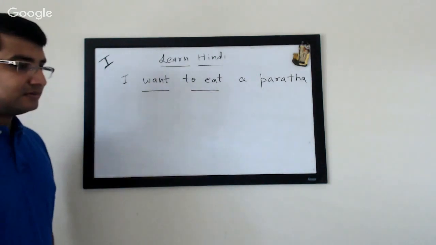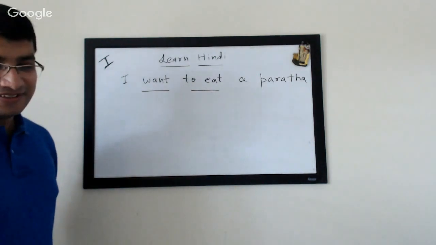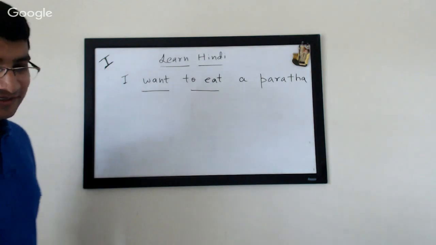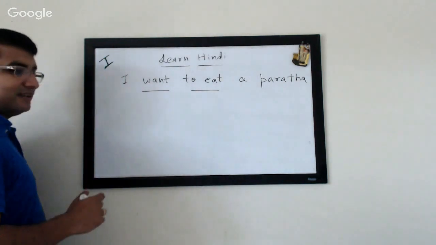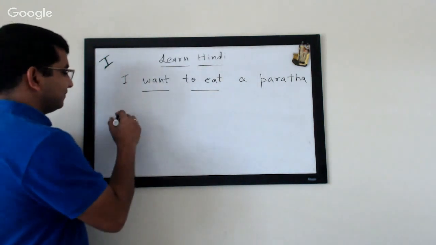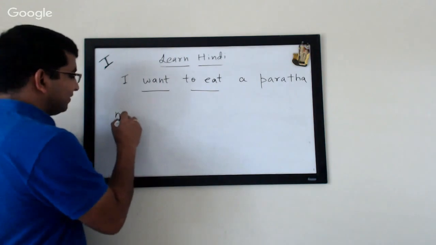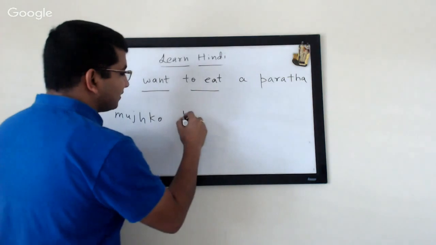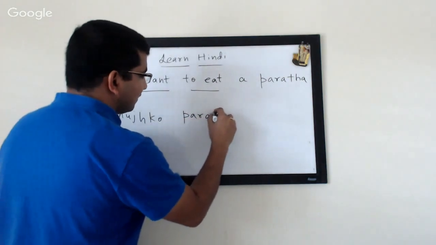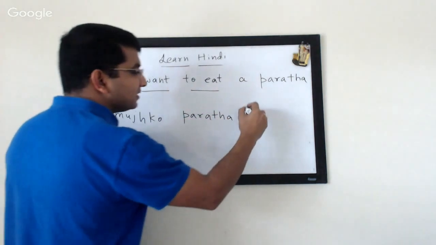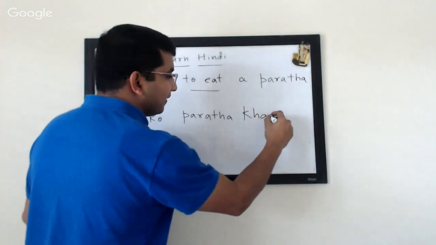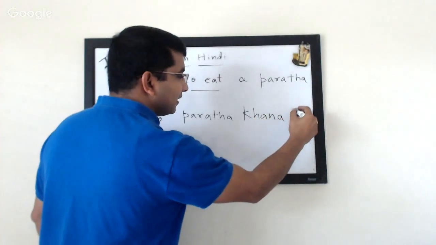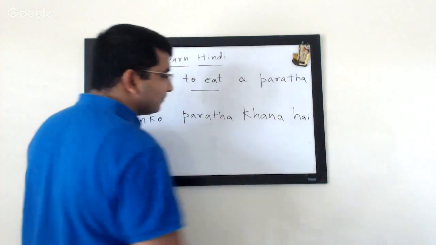You wrote it down? I did. Okay. And it looks like we have some answers coming up. So Liz says, Mujhko paratha khana. Okay, very good. Mujhko paratha, and the verb is khana, and then you will end it with hai. Mujhko paratha khana hai.